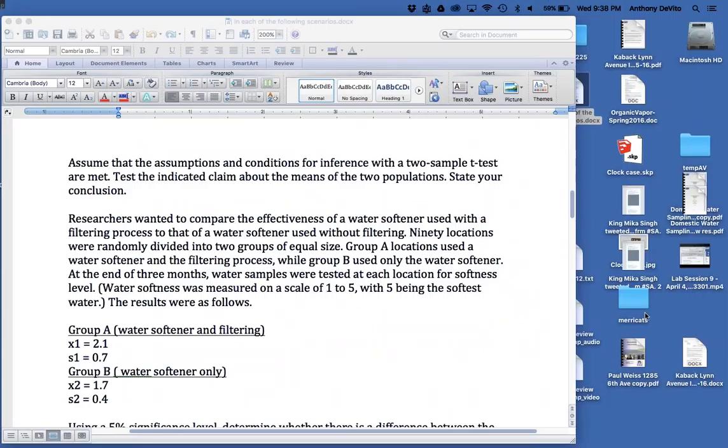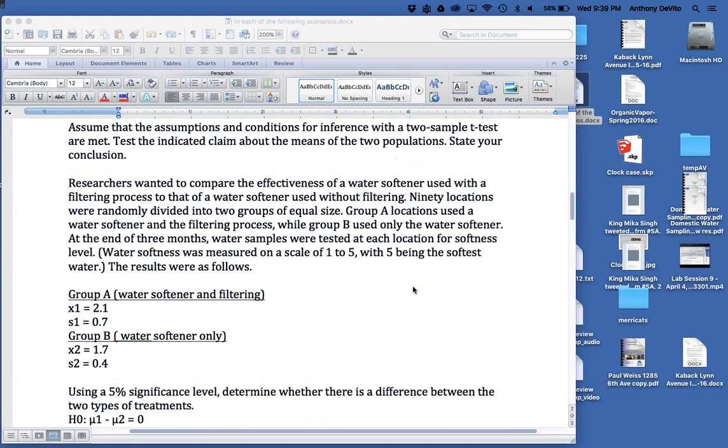Right, mu is equal to zero. Mu is not equal to zero. I might actually put mu of the differences, mu subscript difference is equal to zero, and mu subscript difference is not equal to zero, just to make it clear that we're talking about the differences.